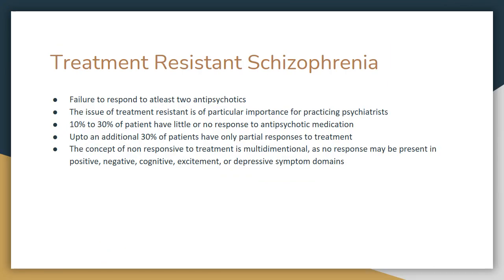First of all, let me tell you what is treatment failure schizophrenia, or we can also call it treatment resistant schizophrenia. It is basically a failure to respond to at least two antipsychotics. And the issue of treatment resistance is of particular importance for the practicing psychiatrist because 10% to 30% of the patients have little or no response to antipsychotic medications, and up to an additional 30% of the patients have only partial responses to the treatment.